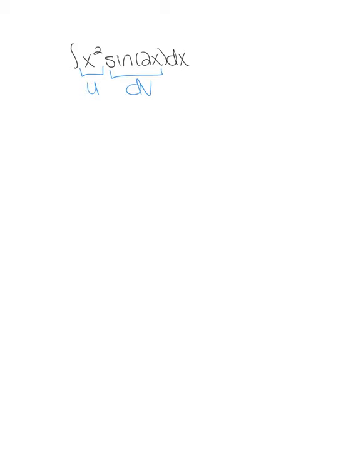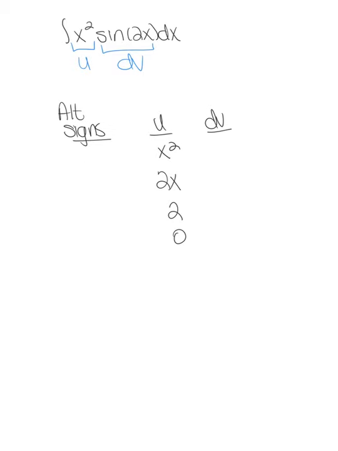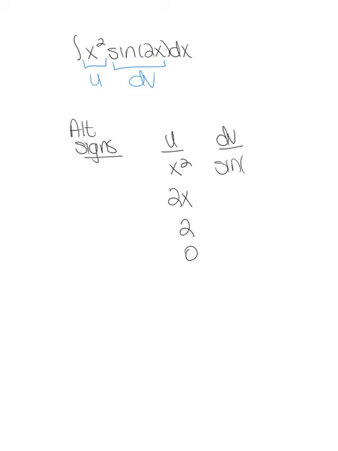In the tabular form, remember, we're going to have 3 columns. We have our alternating signs, we have our column for u, and we have our column for dv. And we're going to start with our u, which is x squared, and we're going to differentiate it down to 0. Derivative of x squared is 2x. The derivative of 2x is 2, and the derivative of that is 0. That's going to set up the number of rows in our column. Then we're going to take our dv, and that is the sine of 2x, and we're going to integrate it. And when we integrate the sine of 2x, we're going to get a negative 1/2 cosine of 2x.